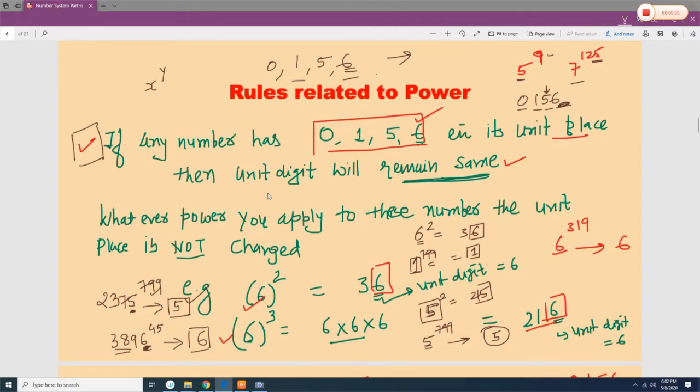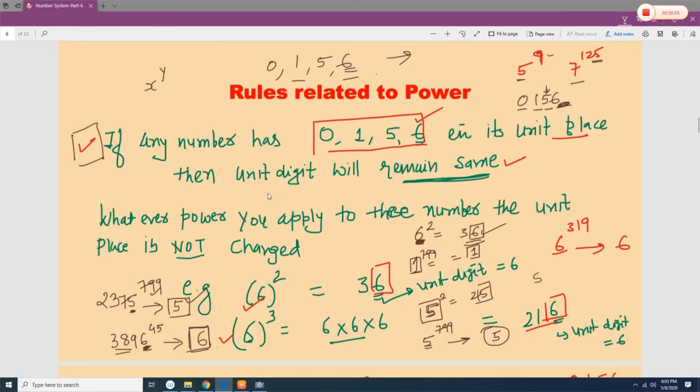So if 6 is the unit digit, then the unit digit will not change. So this is the rule. And let's check whether this rule is correct or not. Let's say 6 to the power 2. So it is 36. So here the unit digit is 6 and here also it is 6.